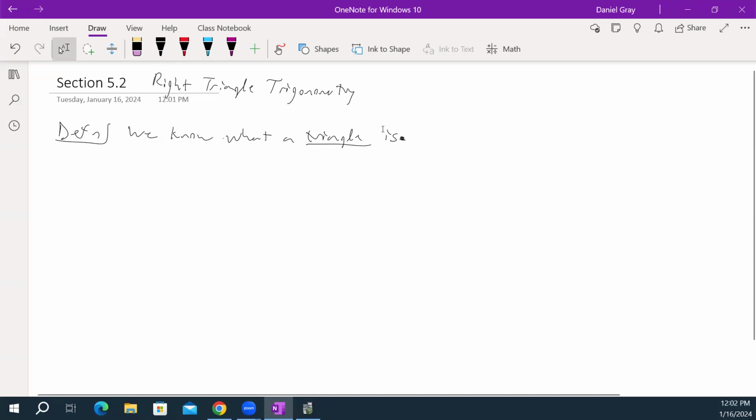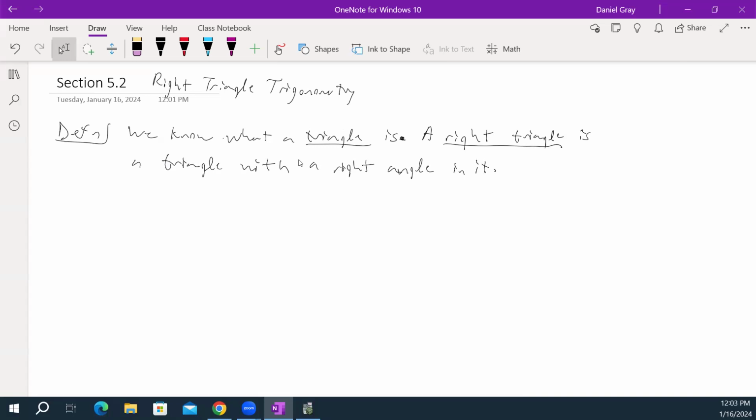We haven't defined a right triangle yet, so I'll do that. A right triangle is a triangle with a right angle in it, a 90-degree angle. You might realize this already, but a right triangle actually only has one right angle in it. It's actually impossible to have two right angles in it.